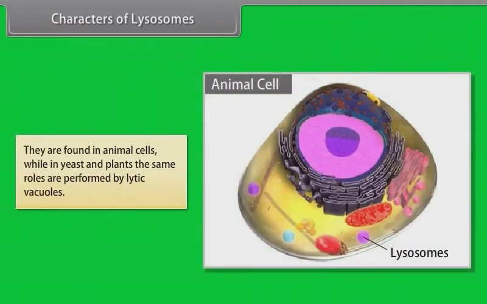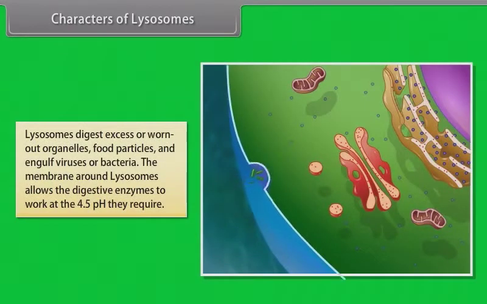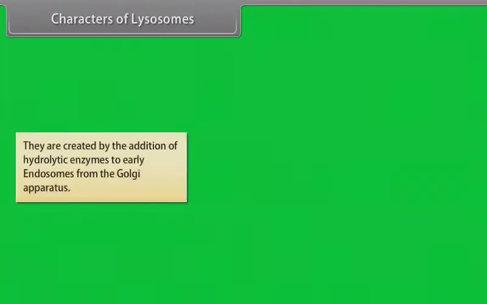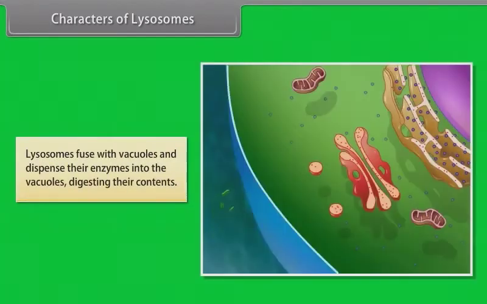They are found in animal cells, while in yeast and plants, the same roles are performed by lytic vacuoles. Lysosomes digest excess or worn-out organelles, food particles, and engulf viruses and bacteria. The membrane around lysosomes allows the digestive enzymes to work at the 4.5 pH they require. They are created by the addition of hydrolytic enzymes to early endosomes from the Golgi apparatus. Lysosomes fuse with vacuoles and dispense their enzymes into the vacuoles, digesting their contents.